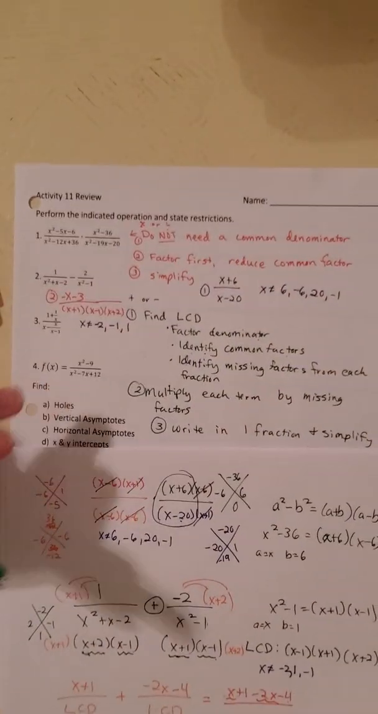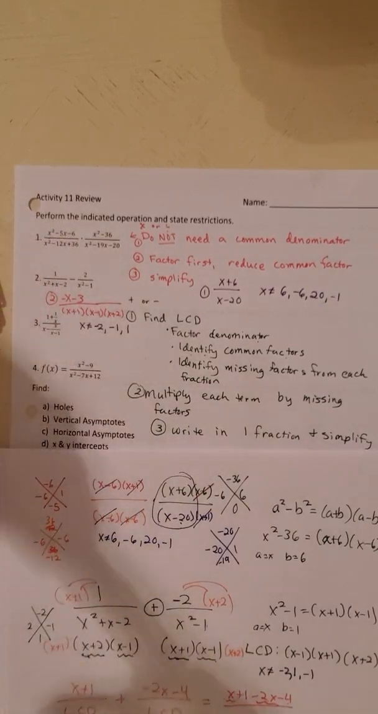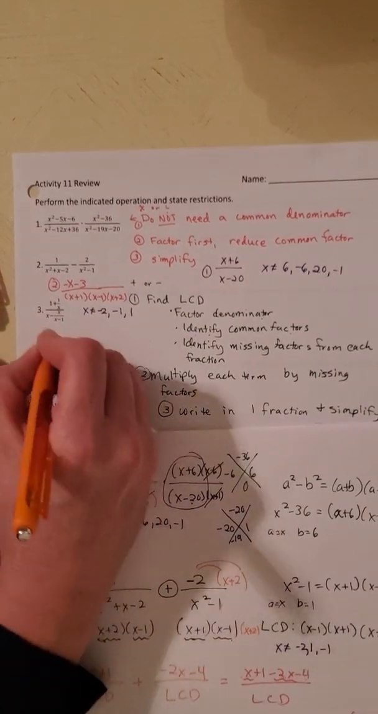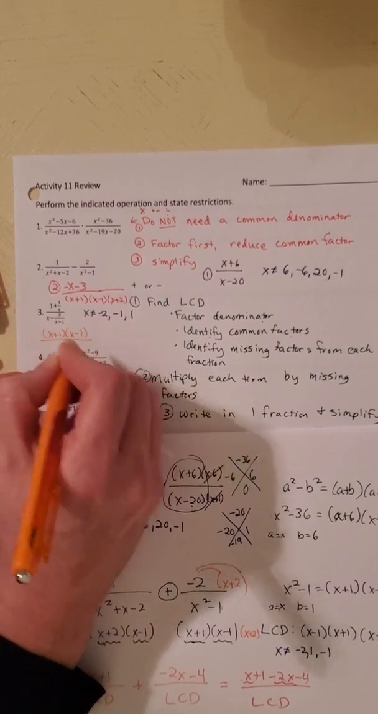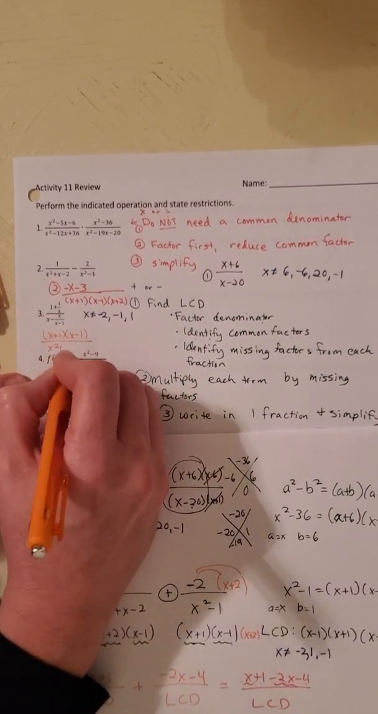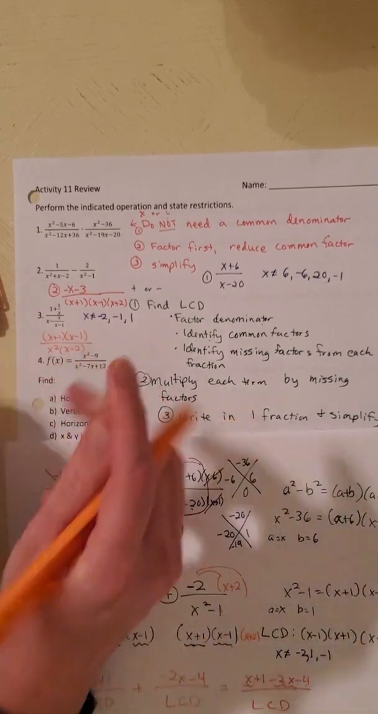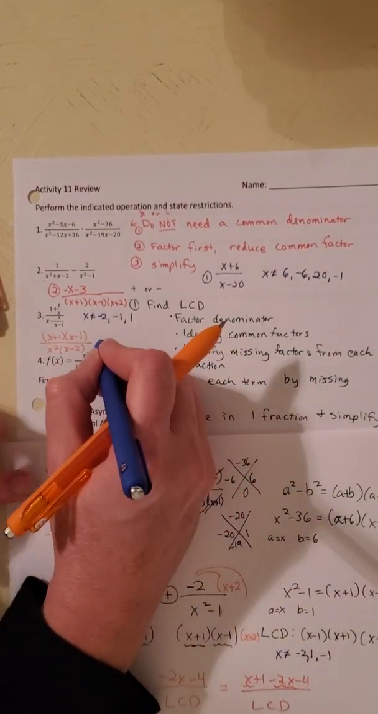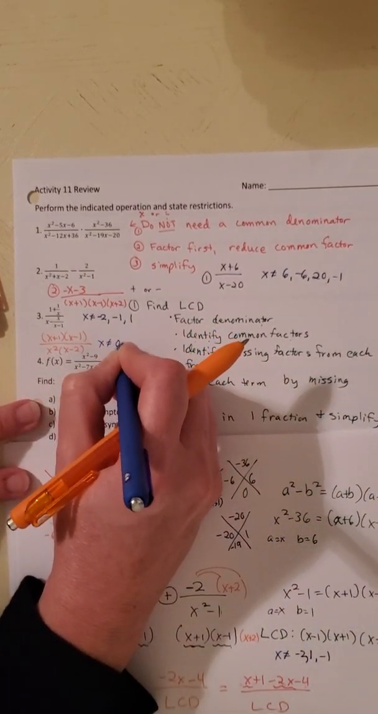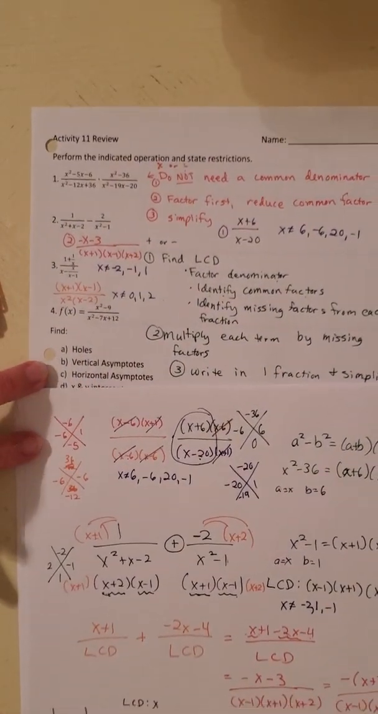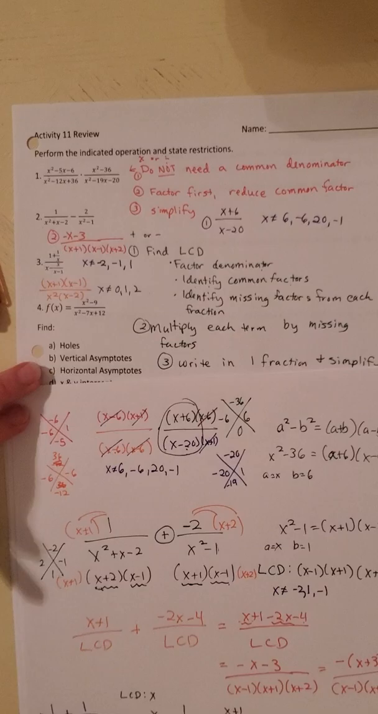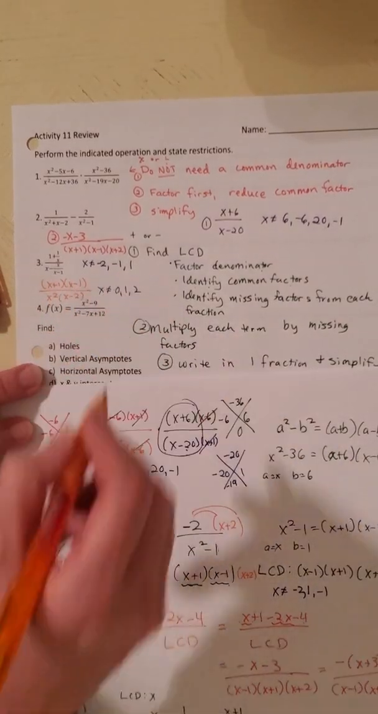All right, so number 3, we should have x plus 1, x minus 1, over x squared, and then x minus 2. And x cannot equal 0, 1, or 2. All right, before we move on, I just want to remind you that you could have written this as, and they'll take either answer.